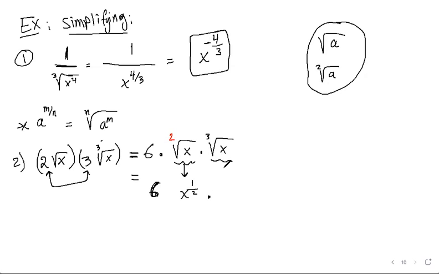Times, and this one is equal to x to the power 1 over 3. Why? Because x has 1 here. x is raised to the power 1. Okay, so x and x are the same base, so we can combine this and this one. How? By adding the exponents. Right? Equal to 6 times x to the 1 over 2 plus 1 over 3.